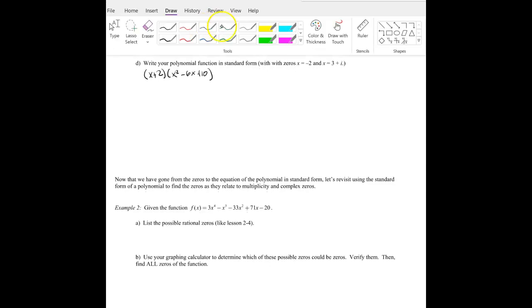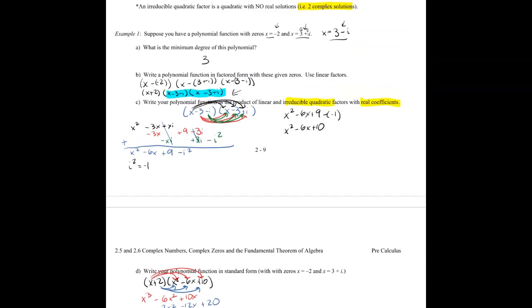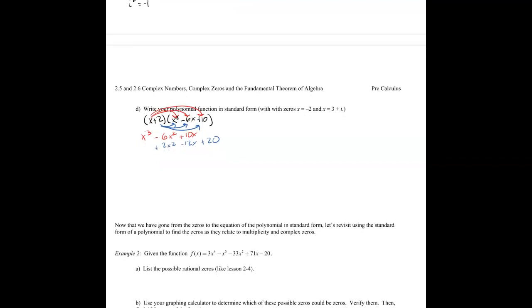Okay, so now I'm going to distribute that out. I'm going to have x cubed, and then I get negative 6x squared, and then I get 10x. Alright, and then I get 2x squared minus 12x plus 20. So adding my like terms up, I would just get x cubed minus 4x squared minus 2x plus 20. And that should be the end of example 1.